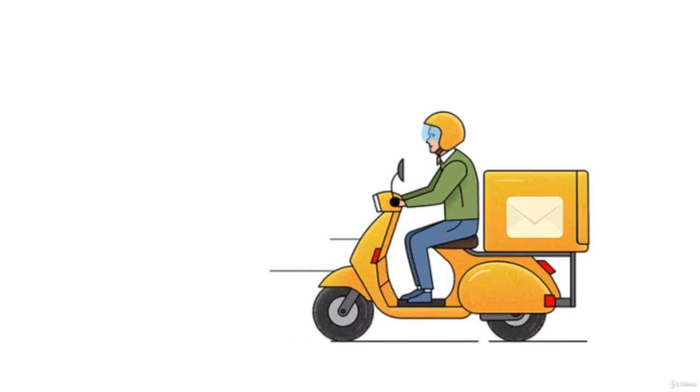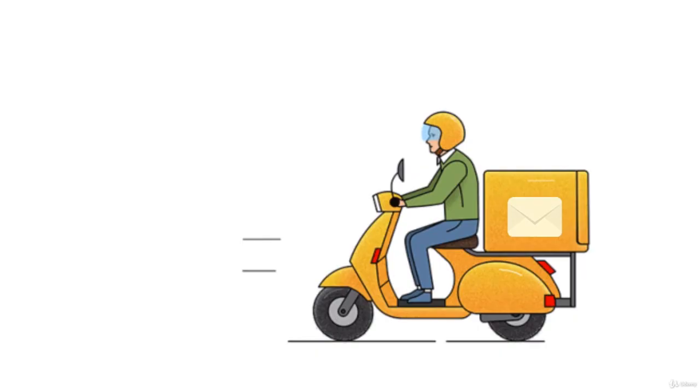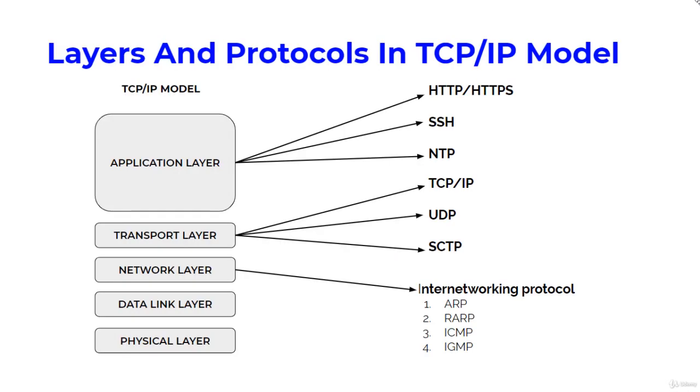Also, to send envelopes to different cities, the sorting office has to take the help of a courier service. For example, the sorting office pays a carrier service to carry the envelopes to different cities. So, the sorting office now hands over the envelopes to the carrier service. This part where the sorting office checks all the rules and hands over the envelopes to the carrier service is the network layer.